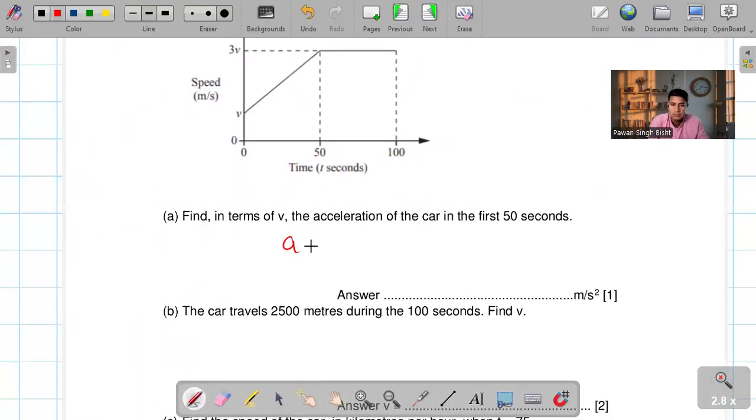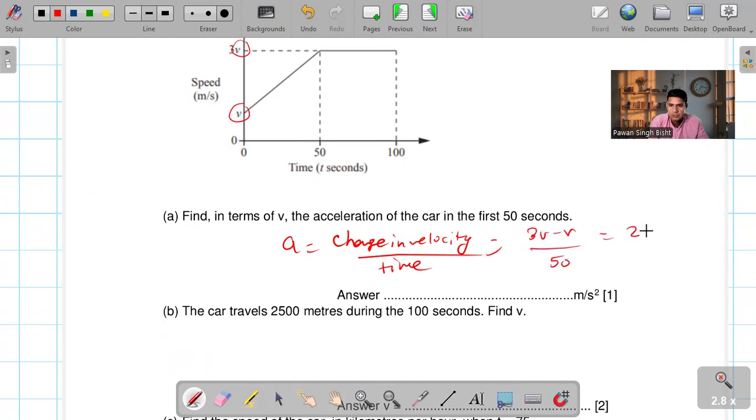Acceleration, you know, is change in velocity over time. What is the change in velocity? From v the velocity changes to 3v. So the change in velocity is 3v minus v upon 50, which is 2v upon 50. So it is v over 25 meters per second squared.